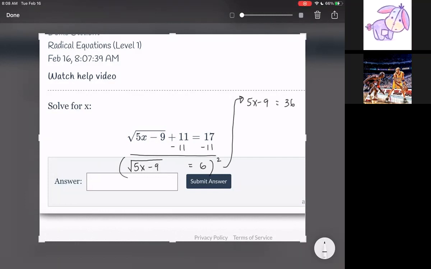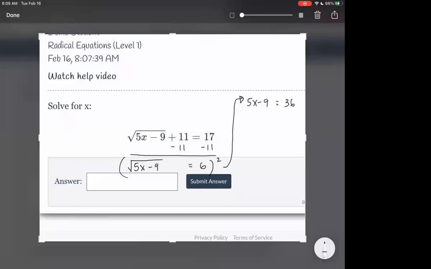All right, so far, are there any questions? Okay, it didn't sound like we have questions. Let's continue to solve. I'm going to add 9 on both sides. Get 5x equals 36 plus 9, which is 45. Then you just divide by 5, and you get x equals 9. And that's it. So we got x equals 9.